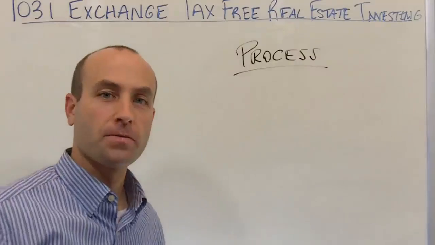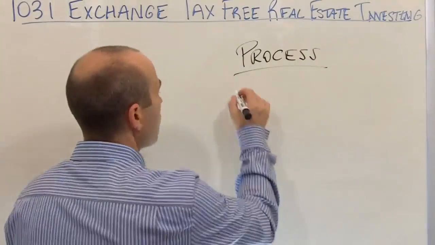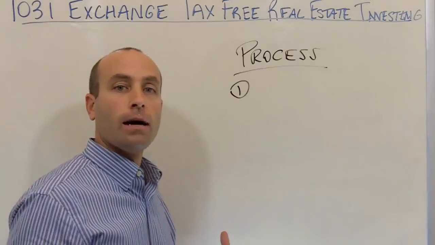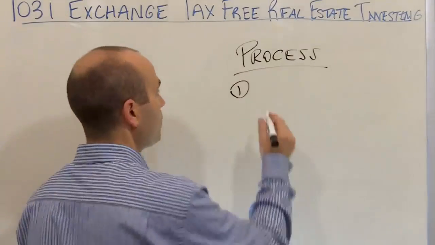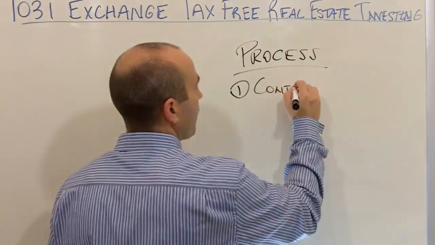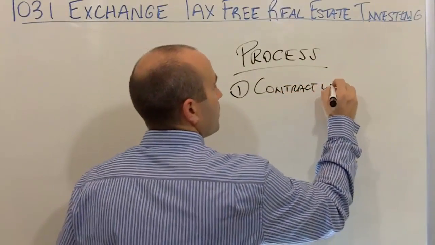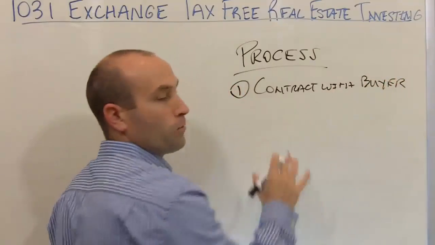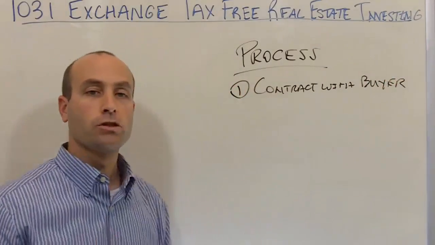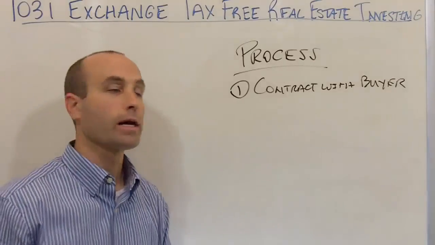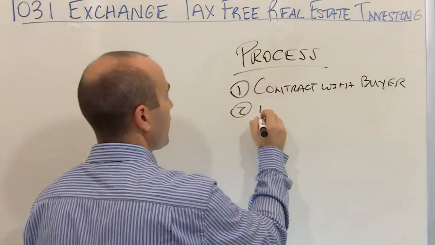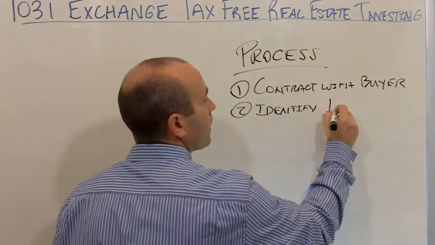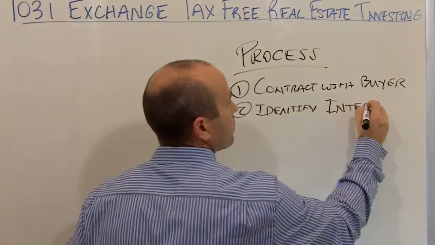So here's the process. First, you're going to get the property that you're selling under contract with the new buyer. You may want to even let that buyer know that you'll be doing a 1031 exchange. In some cases, you may want to add that into the language of the contract. This is when you're going to identify the intermediary.